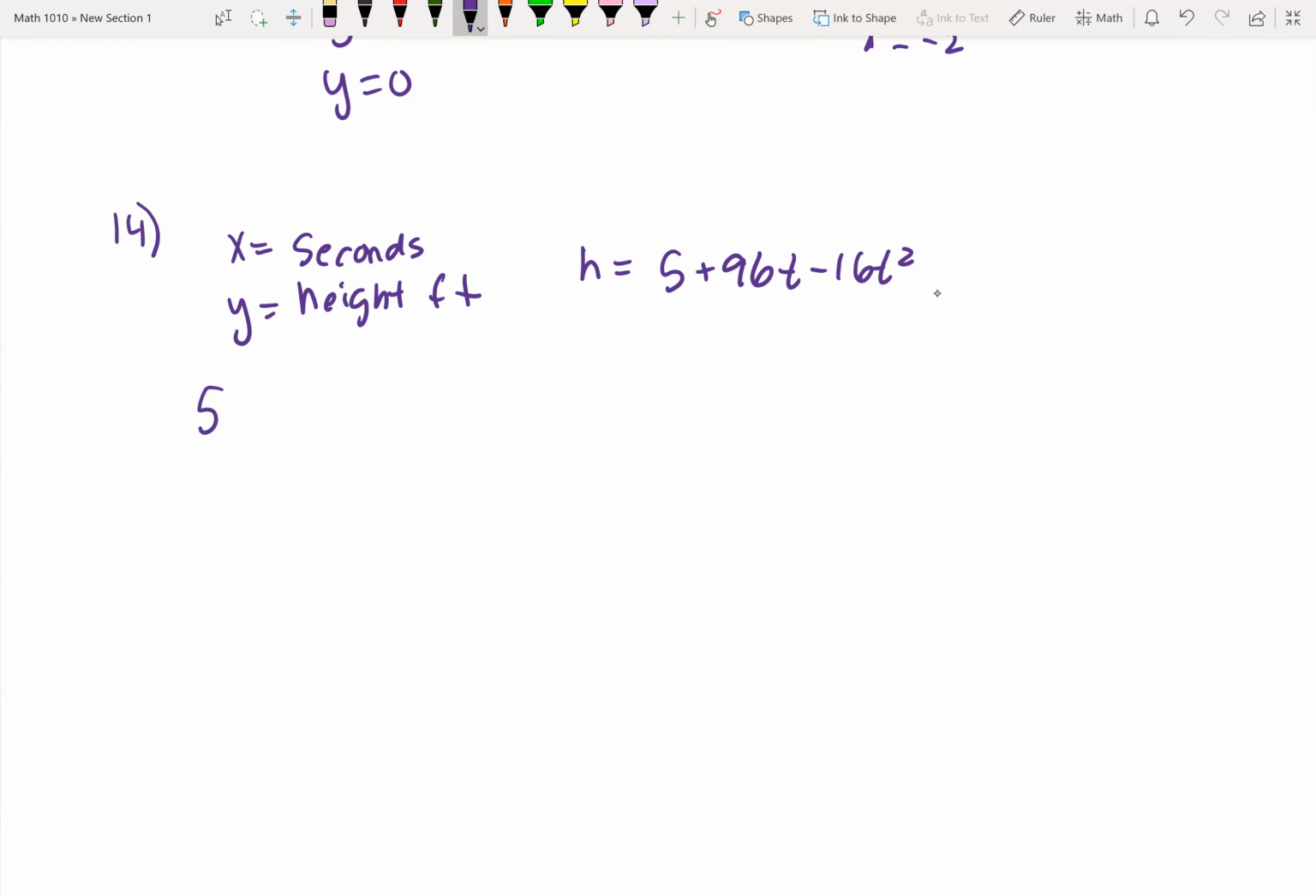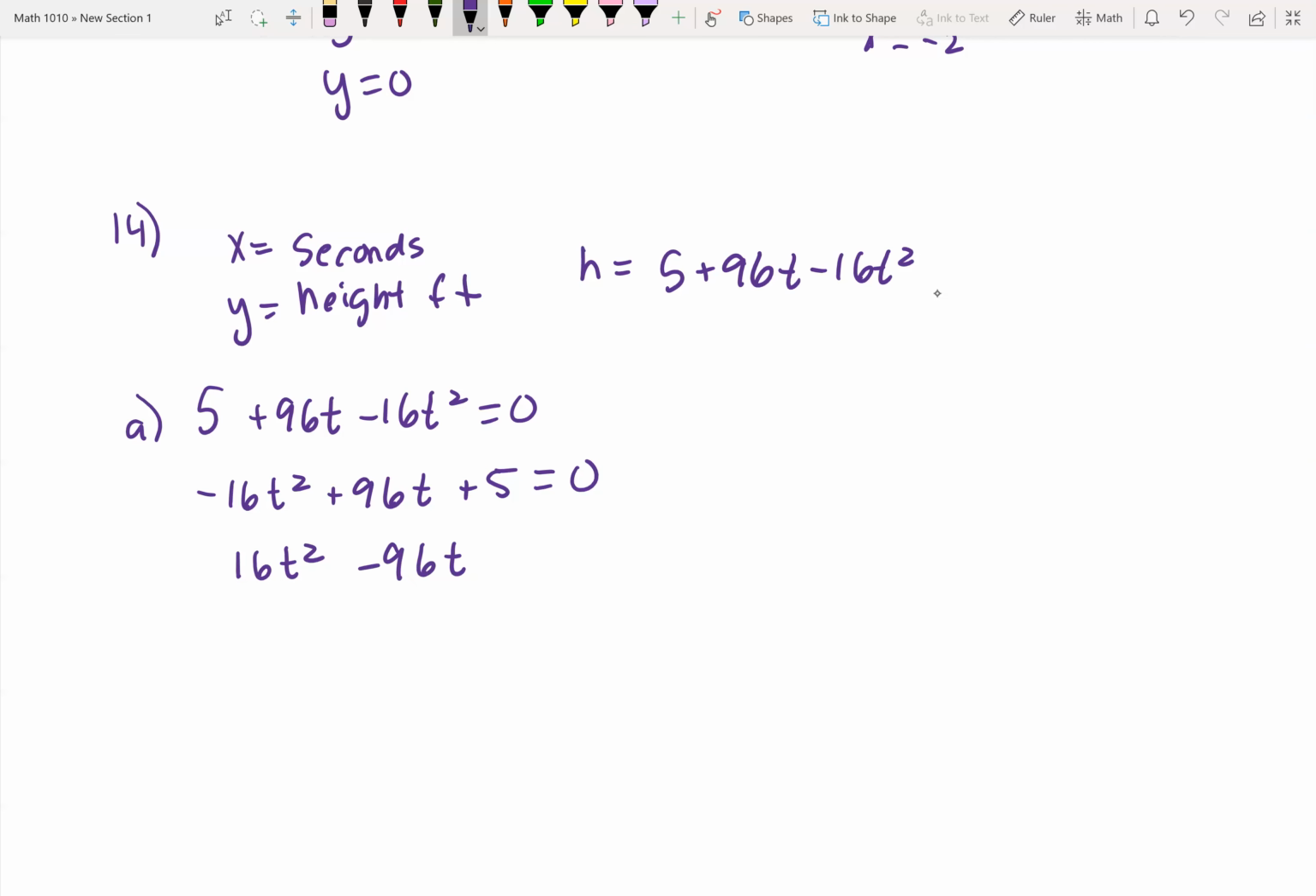Well, it's going to hit the ground when the height is a 0. So we're going to take this thing and we're going to set it equal to 0. Now I'm going to reorder it. Negative 16t to the second plus 96t plus 5 equals 0. I hate the negative, so you can go through and change all the signs. So I have 16t to the second minus 96t minus 5 equals 0. Now, my guess is this is going to factor. Might not. I don't know. I'm going to go to quadratic.